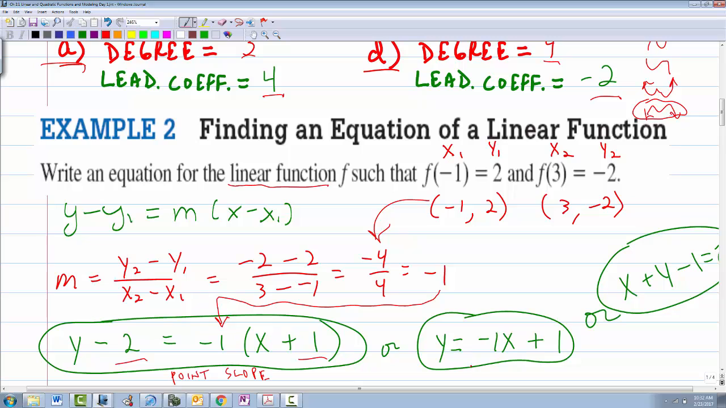Then this is called slope intercept form, which all that's required for this is to rearrange stuff. Distribute the -1 and then add 2. I shouldn't have to teach that, not at this level.